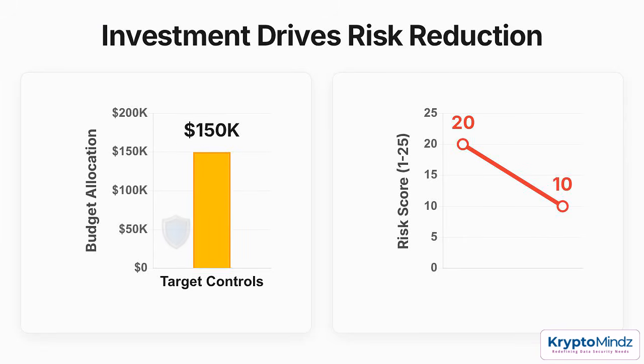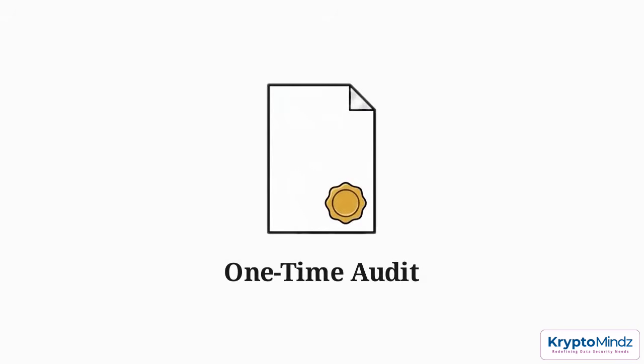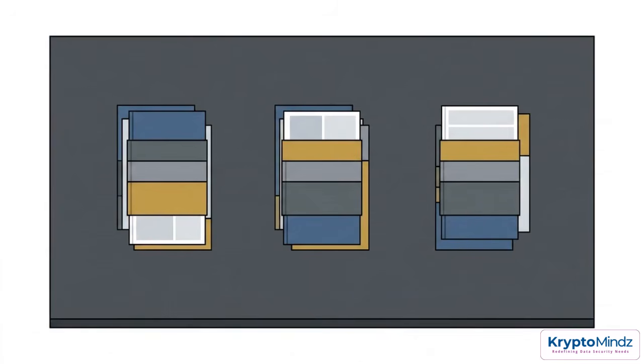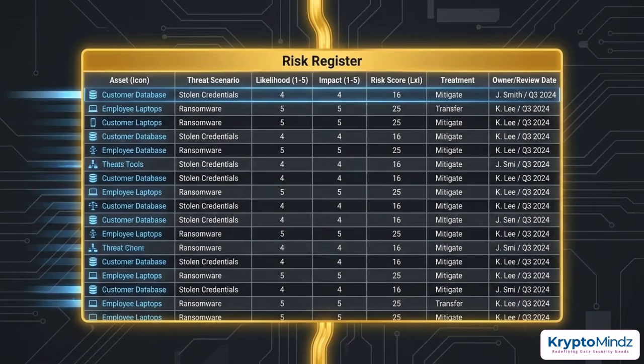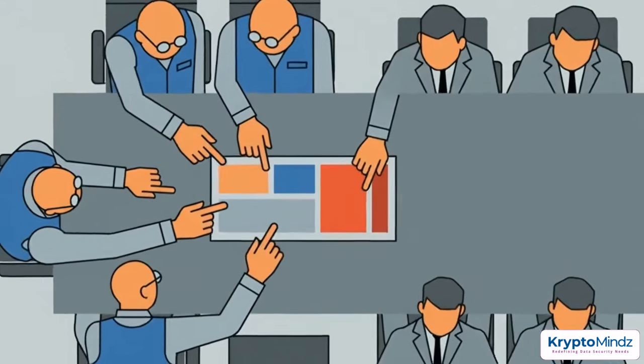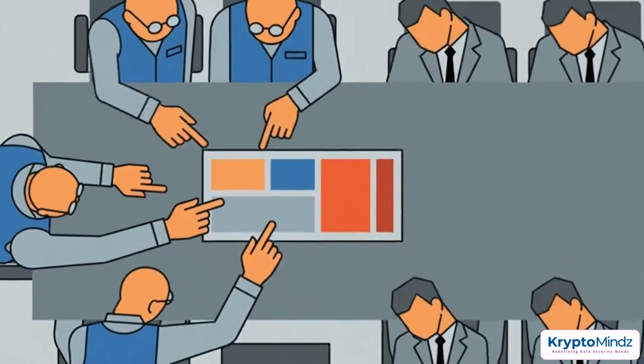Maintaining this framework requires moving away from one-time audits and into a quarterly rhythm. Top risks, scores, and treatments are reviewed at regular business intervals. As the risk register is updated with near misses and new threat data, it becomes the institutional memory of the company's security health. Applying this strategic translation layer shifts cybersecurity from reactive firefighting to a core component of enterprise risk management.